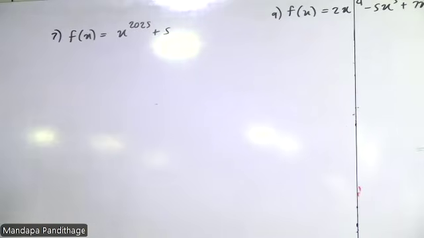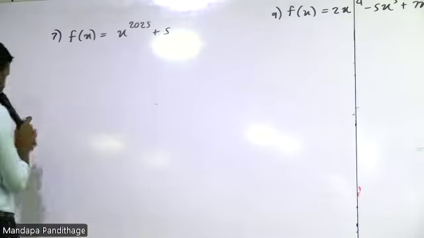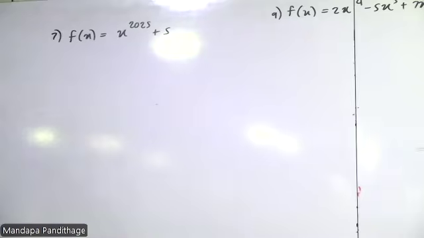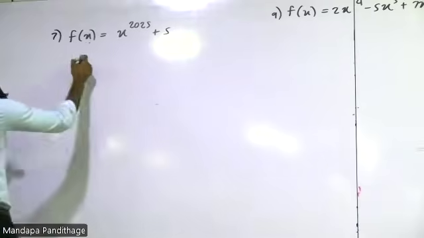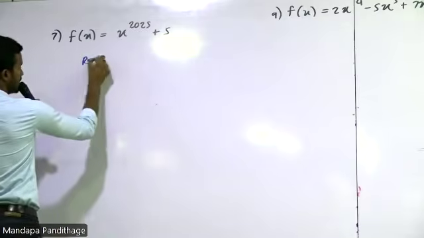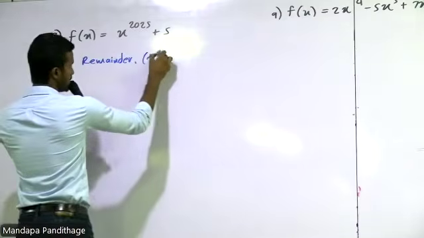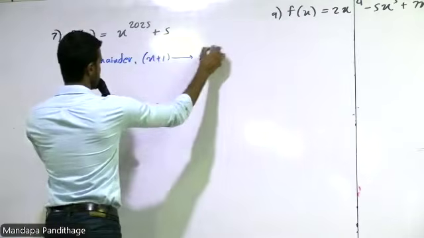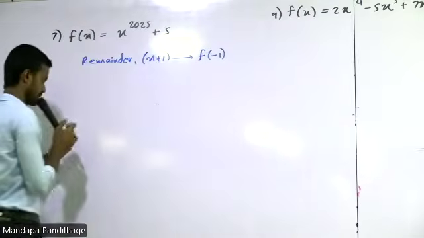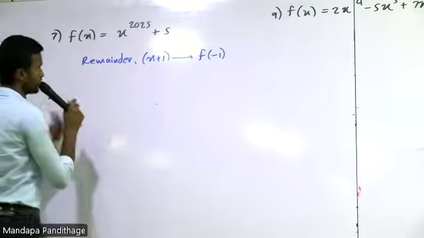Okay, go. Question number 7. You're supposed to find the remainder when divided by x plus 1. Okay, remainder when divided by x plus 1, the remainder is f minus 1. Then you have to find f minus 1.